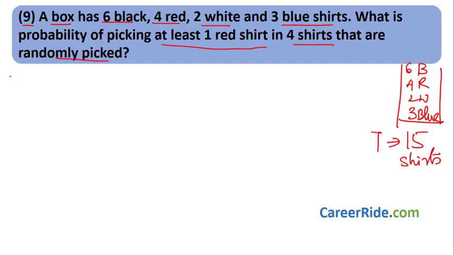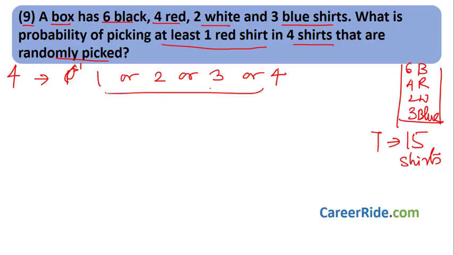Okay, so here we want to pick 4 shirts. In those 4 shirts we need to have at least 1 red shirt. That means these 4 shirts can have 1 red shirt or 2 red shirts or 3 red shirts, or all the 4 can be red shirts. Okay, so we can find the individual probabilities for these and we can get the answer. But let us take a different way to solve this sum.